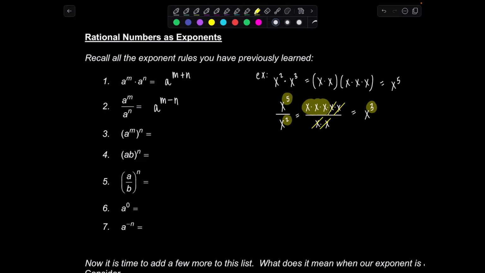Okay. Good. Next rule, a raised to the m, all of that raised to the n is a to the m times n. So a lot of the time students confuse these two rules, 1 and 3. Notice in 1 you have 2 terms, right? The base is there twice with 2 different exponents. In this case, in 3, you only have 1 base. It's raised to a power, and then that whole quantity is raised to another power.